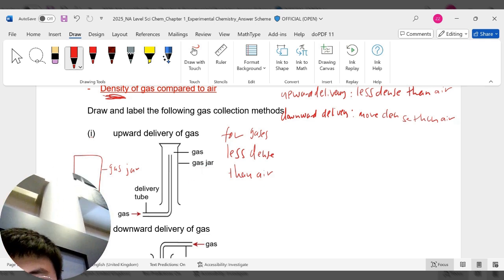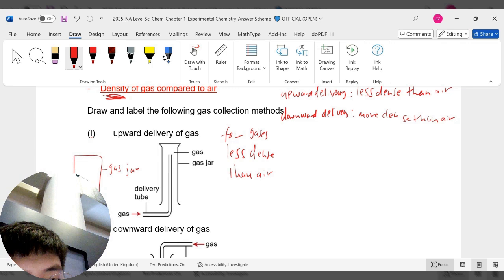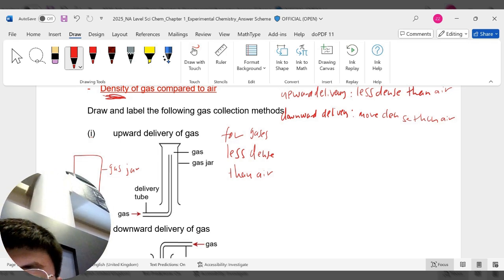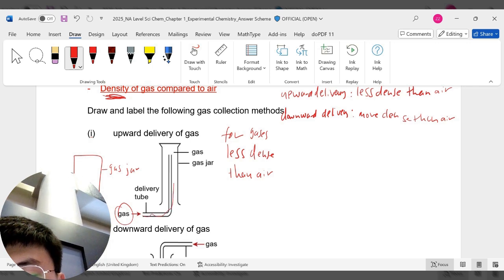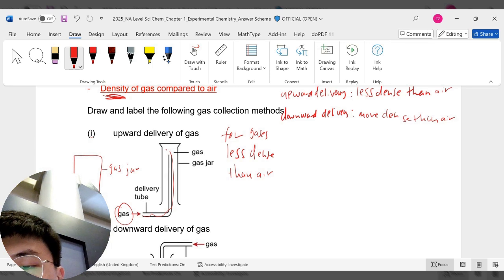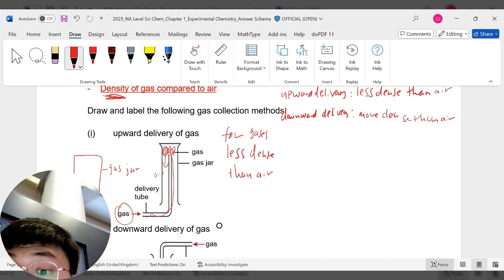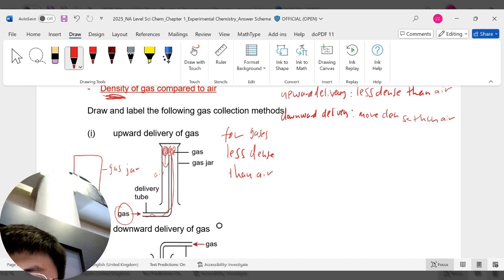For upward delivery of gas, we use it for gases that are less dense than air. Why? Because if the gas is less dense than air, it will just come in and go up. While the gas is inside here, there's still air below. This gas will not sink; it will stay floating above the air. It will not sink downwards because it's less dense than air. So you can collect it this way.